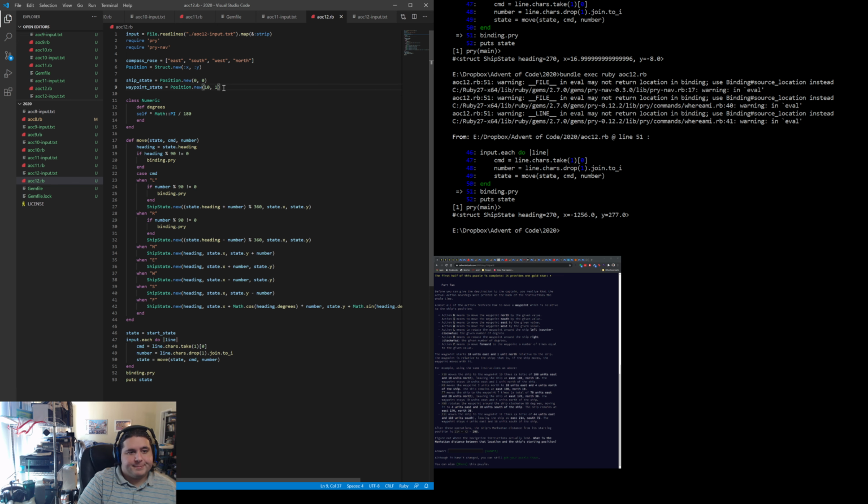Okay. We're going to have a ship state and a waypoint state. We're going to, for north, south, east, and west, return the ship state stays the same, and then we do a new position for the waypoint state.